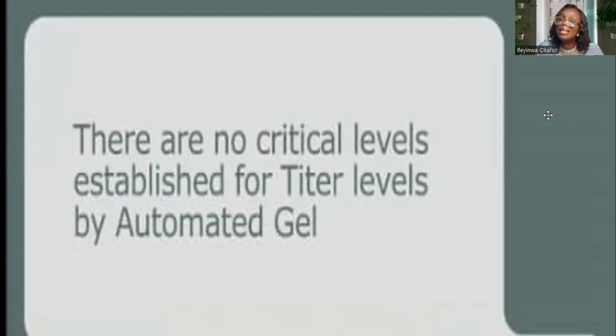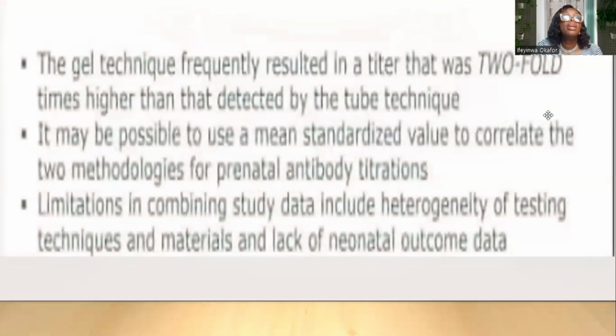Remember that the critical titer that I have stated earlier is determined based on the tube-based titration. The gel technique, research has shown, frequently resulted in titers that are 2-fold higher than that detected by the tube technique. And it's been advised that if you do the tube-based titration and also gel titration, you can actually use an average of the results as an outcome for your patient.